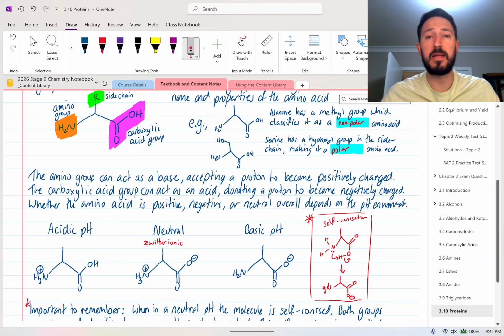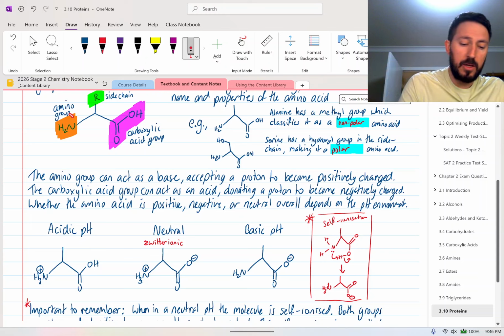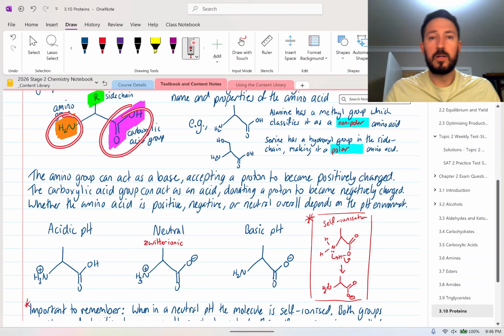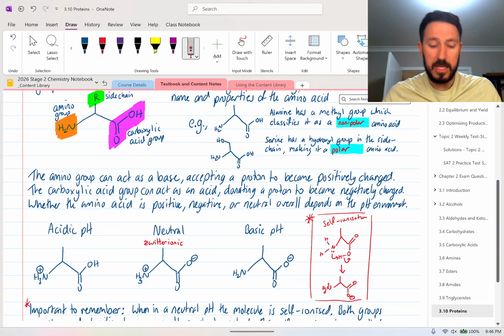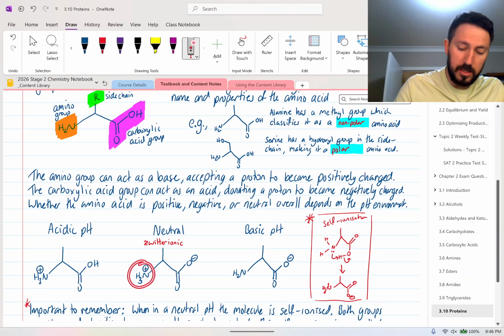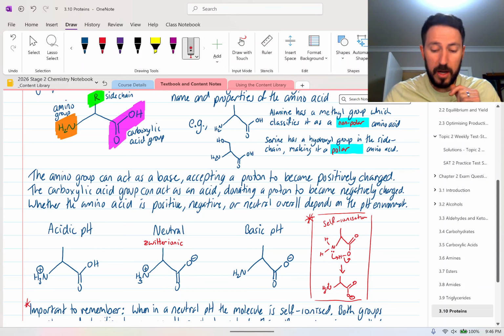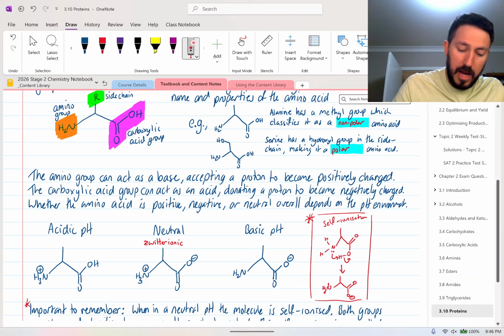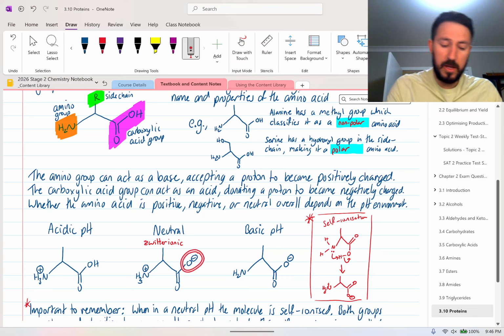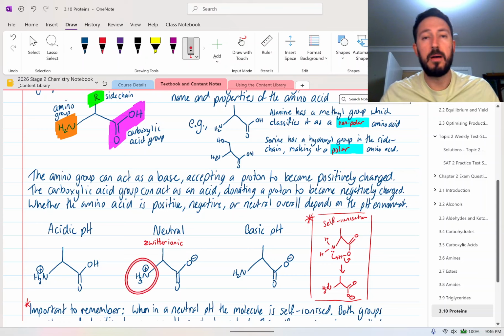Now, the interesting thing about these amino acids is that when you have a neutral pH, they're not neutral on both ends. Most of the time, they're going to be neutral overall, but that's only because each of the side chains has ionized. It's called self-ionization, where the H+ from the carboxylic acid group attaches to our amino group.